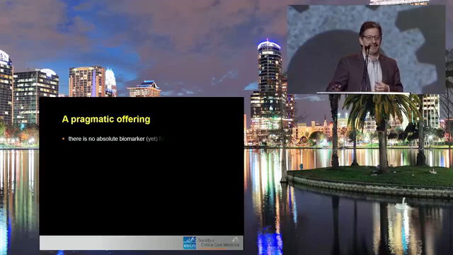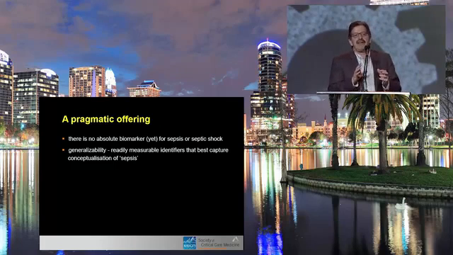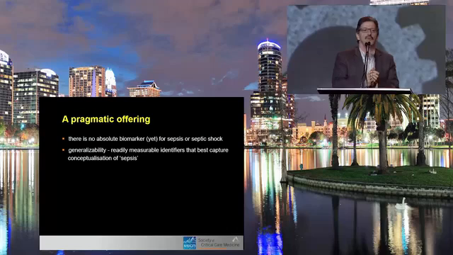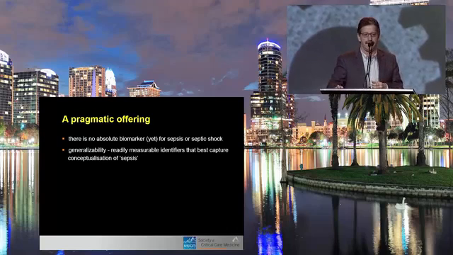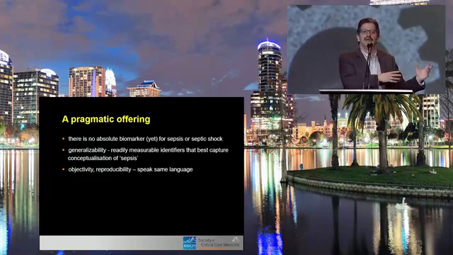We wanted to be pragmatic. There is no absolute biomarker yet for either sepsis or septic shock. We wanted something that would be generalizable. We wanted to use identifiers that could be readily measured, that best capture what Clifford was describing earlier, this conceptualization of what we believe sepsis and septic shock to be. We wanted to offer these clinical criteria that would provide some objectivity, some reproducibility, so we all talk the same language. As Manu showed, there's this wide disparity at the moment. Hopefully this will standardize.